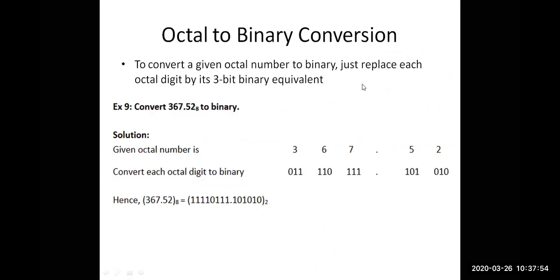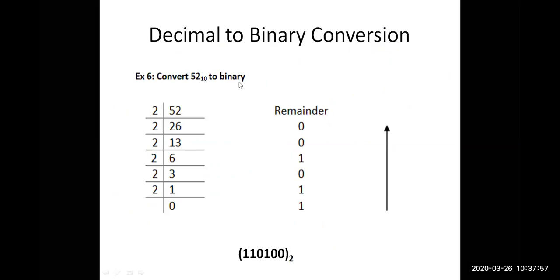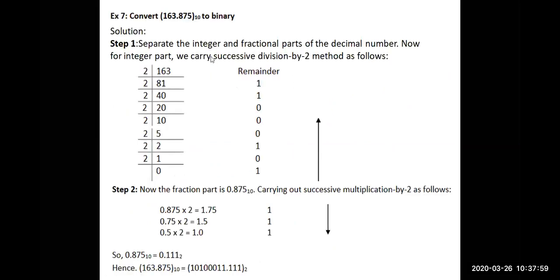Okay, so we have seen conversion of decimal to binary. While converting decimal to binary, the rule is successive division by 2. If it is only an integer number, successive division by 2, find out the remainder, and write those remainders from bottom to top. And if you have a fractional part also, then for converting the fractional part, successive multiplication is used. So integer part successive division, and fractional part successive multiplication.